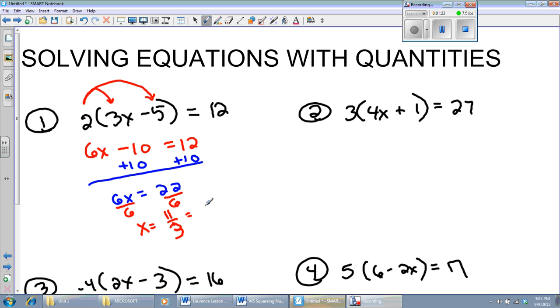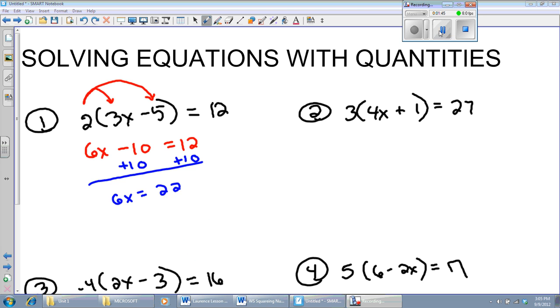3 will go into 11 3 times. There'll be 2 left over. You'll be at 9, 2 short of 11, and you divide it by 3. So x could equal 11/3 or x could equal 3 2/3. You don't need both for answers. All right. Now, I promised to show you another way to do that, and I will right now.